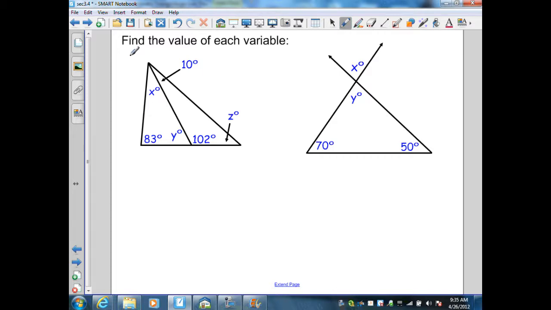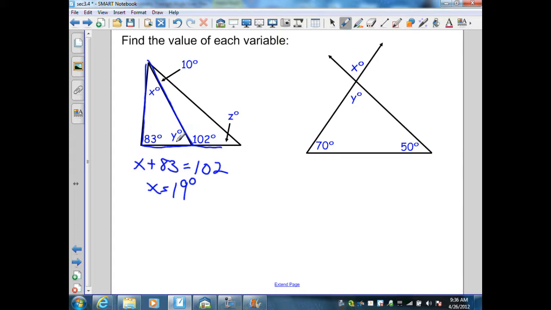On this example, they want me to find the value of each variable. In this diagram, there are multiple ways to find the solution for x, y, and z. As long as I apply the theorems correctly, it doesn't matter what direction you go to find those values. Here, I'm going to identify this triangle and use its exterior angle. And I know the exterior angle is equal to the sum of the remote interior angles. So I can set up the equation x plus 83, which are the remote interior angles, equals the exterior angle, which is 102. Now, all I need to do is to subtract 83 on both sides. And when I do, x is going to equal 19 degrees.